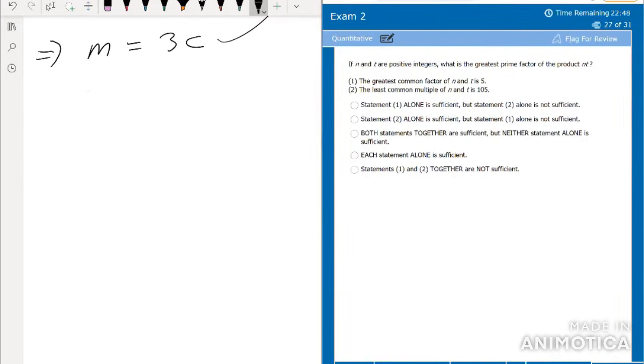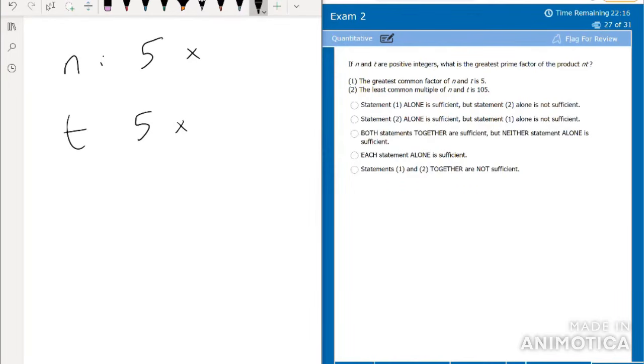n and t are positive integers. What is the greatest prime factor of the product nt? Okay. Well, the greatest common factor of n and t is 5. So that means n and t both have a 5 in them, and something else. What is the greatest prime factor of the product? Well, we certainly can't say what the greatest prime factor is because we don't know anything about the other prime factors. The least common multiple of n and t is 105.